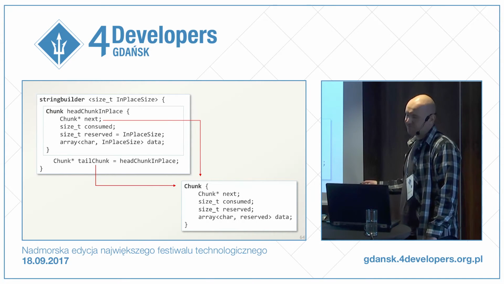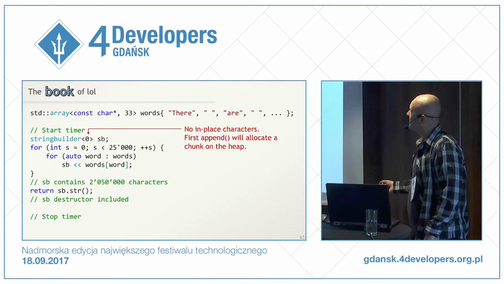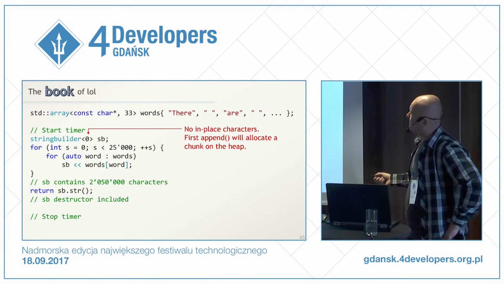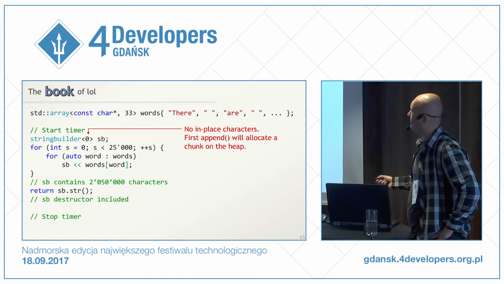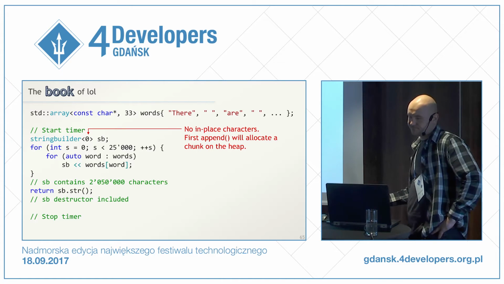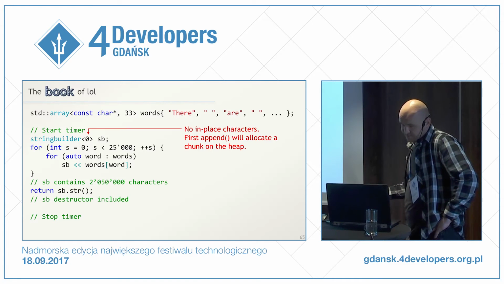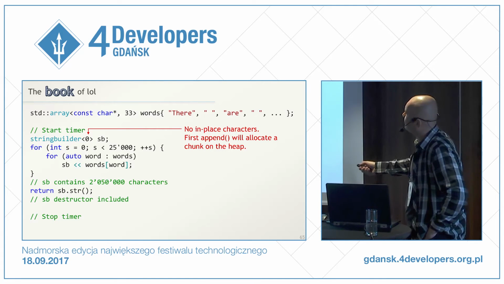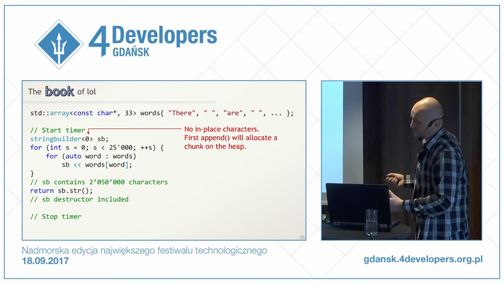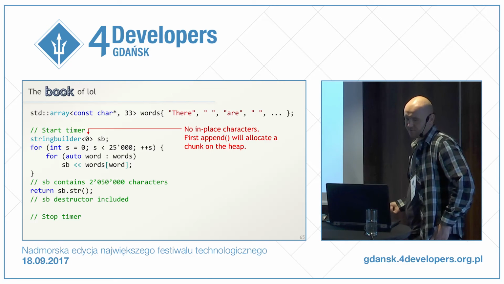Let's test it, but on some more sophisticated example. Let's call it a book, where we have our beloved joke just multiplied by 25,000. This code will produce 2 million characters. This 0 means the head chunk will exist, but its reserve will be 0. So with the first append, a new chunk will be allocated.